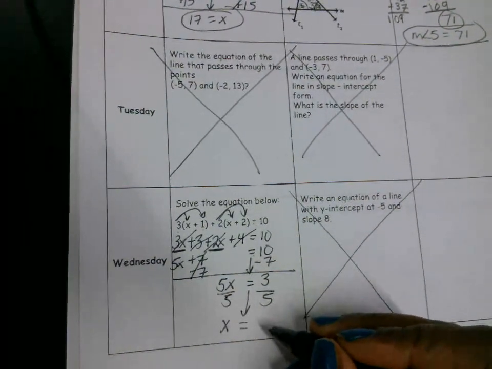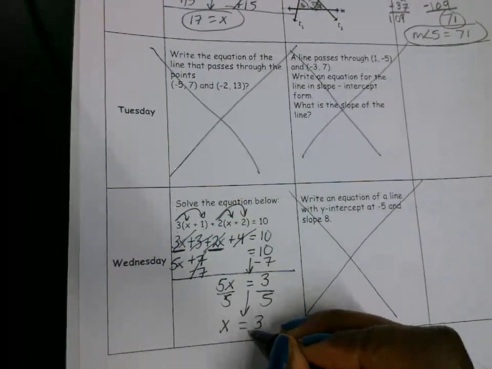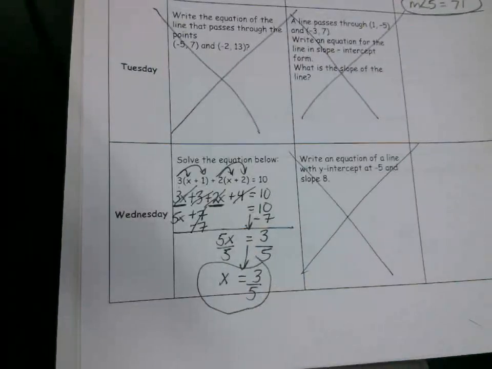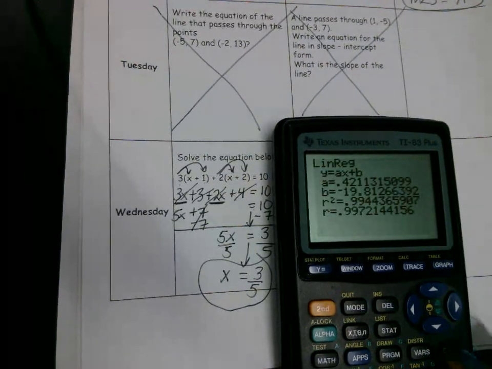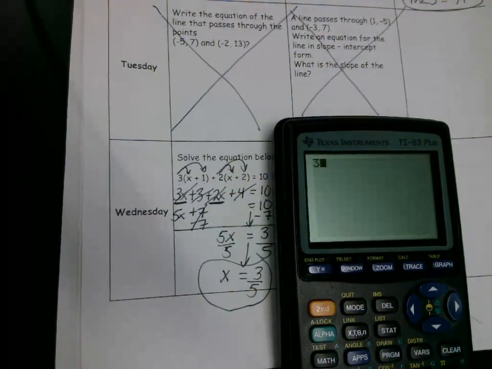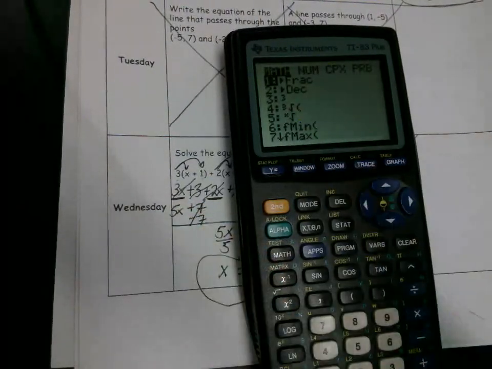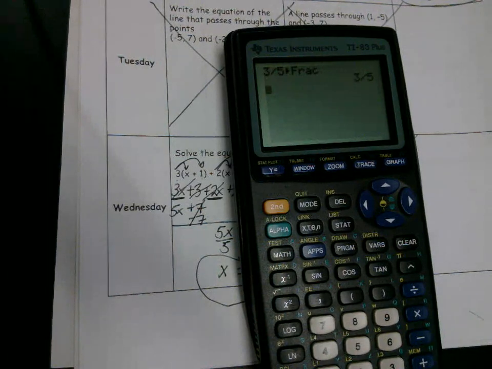3 divided by 5 is a decimal, so I'm just going to leave it as a fraction, 3 over 5. The fraction is reduced, so I'm good. Remember, in the calculator, if I want to make sure that my fraction is reduced, I can type in 3 divided by 5 as a fraction. I can press the math button, and press enter twice. Enter, enter. And I realize that my fraction is reduced as 3 over 5.